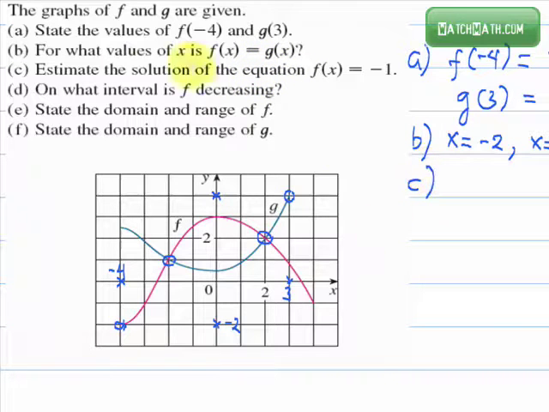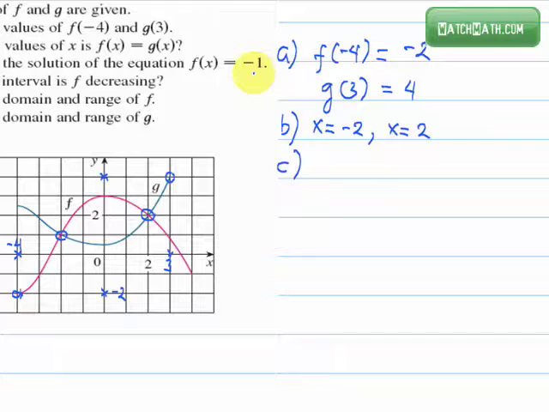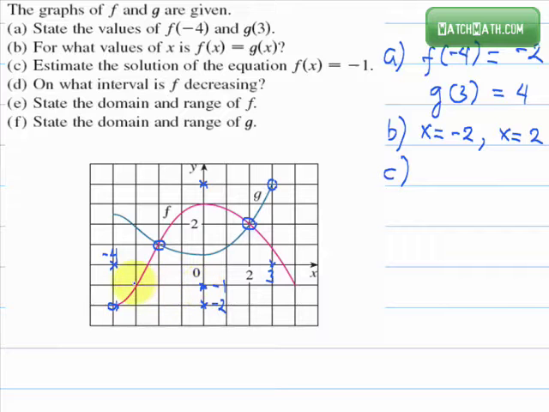The next one, estimate the solution of the equation f of x equals -1. So f of x tells us the y coordinate of a point on the graph of f. So we want to find first a point on the graph of f which has -1 as its y coordinate. So first, this is exactly y equals -1, and the point on the graph of f at which the y coordinate is -1 is exactly this point.